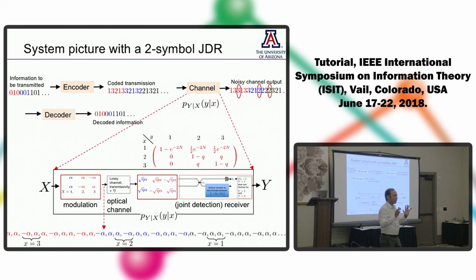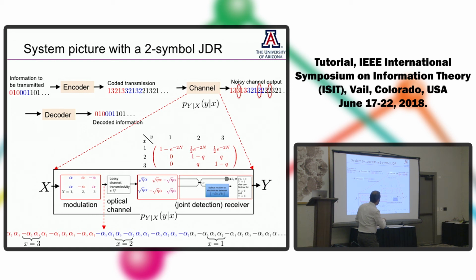But let's take a step back and look at the system picture of what it will look like if you were to build this joint detection receiver. So you have your information to be transmitted coming here. You have an encoder. Your encoder will take blocks of your input symbol transmission sequence and map them into a code that comes from 3 alphabets, because the channel you have induced has 3 inputs, right? So you will map these to 1, 2, or 3. This is your coded transmission.